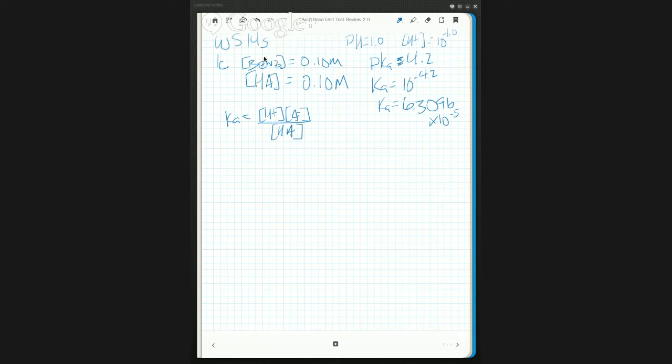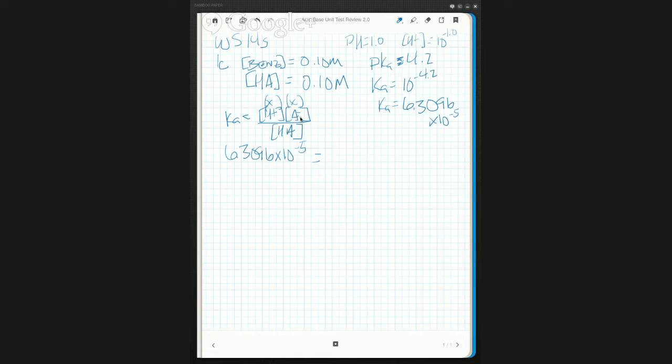And we just said that the HA is the benzoic acid. And if you remember, the H plus and A minus are both usually represented with an X, okay? So we already have two of our numbers. We have 6.3096 times 10 to the negative fifth for the Ka is equal to, and since it dissociates evenly into H plus and A minus.